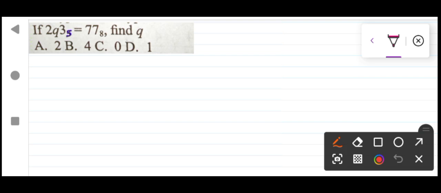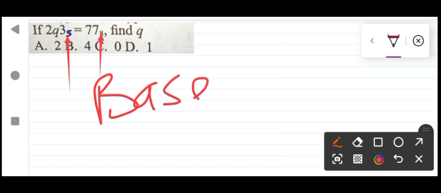Let's get started. The question says, if 2q3 base 5 equals 77 base 8, find q. At this point, you would agree with me that we have one number in base 5 and the other in base 8. Of course, we want to ensure both have the same base, and for this to take place, we need to convert them to the common base, which is base 10.